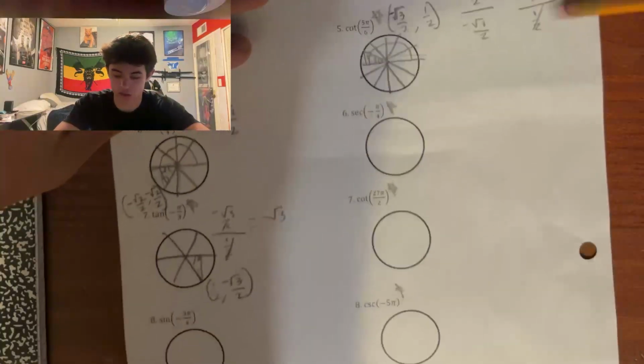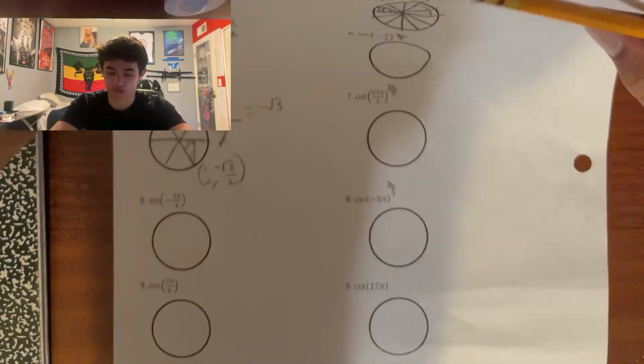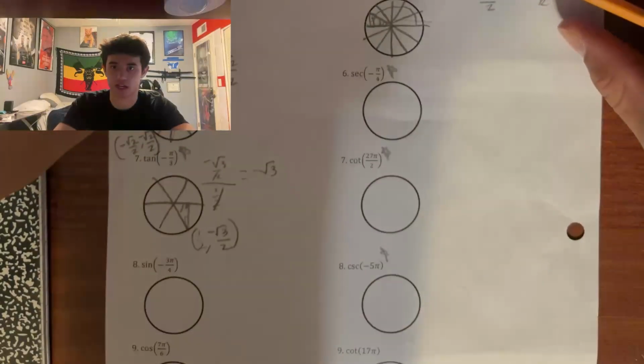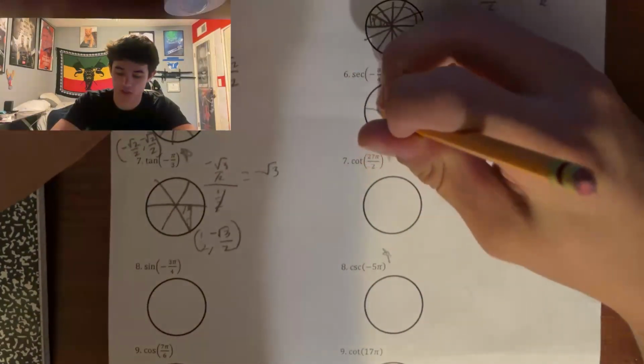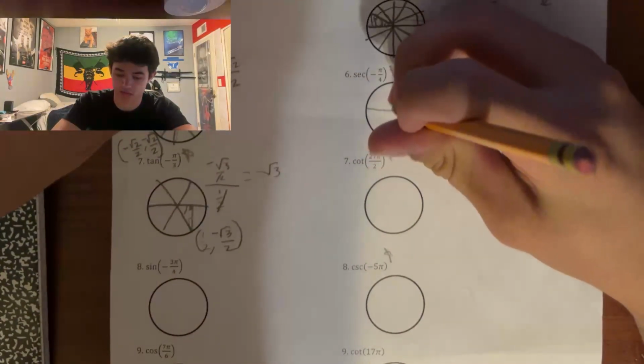Dang, that's crazy. Next up, we got secant of negative pi over 4. So let's divide the top and the bottom into 4ths.